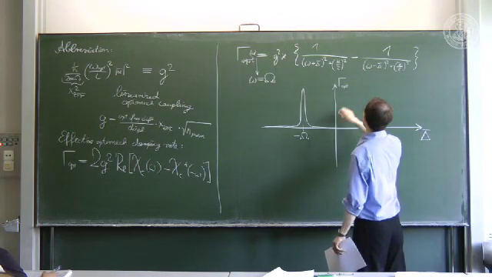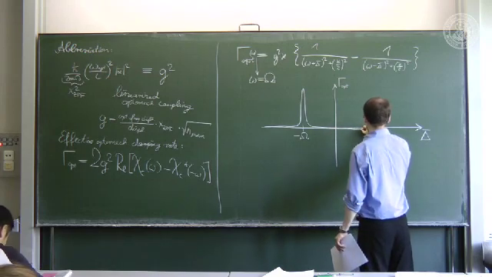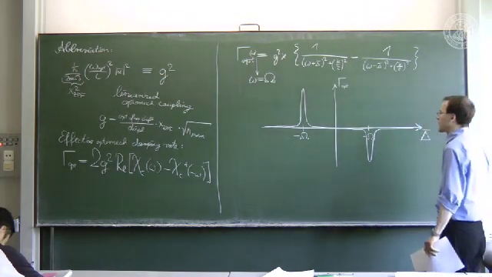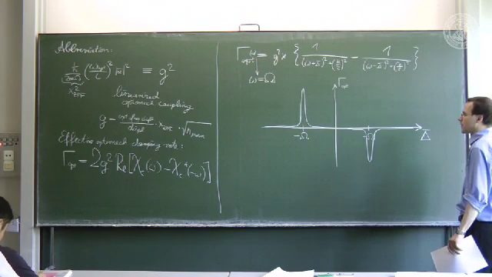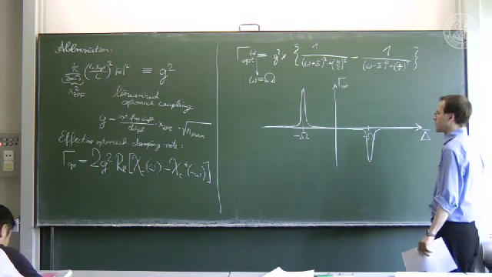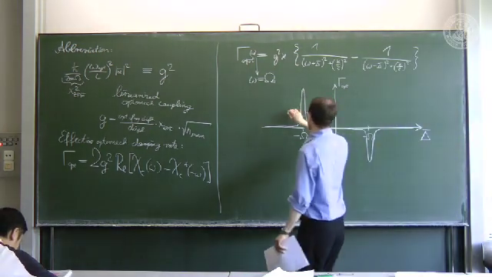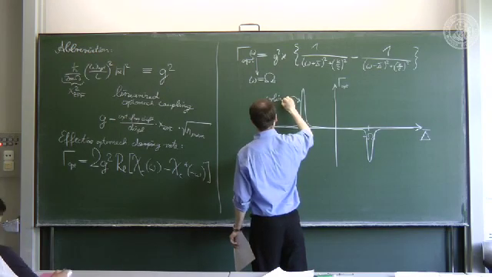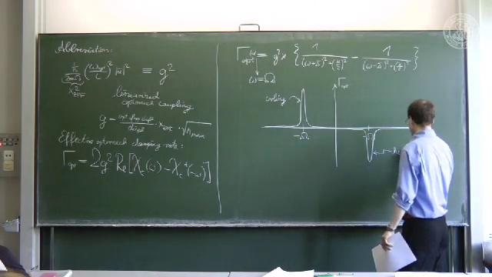Whereas the whole function, you can easily convince yourself, is antisymmetric in the detuning. So at plus omega, you get a negative peak. And so, since this means extra damping, we could also say that is the cooling side. Whereas that would correspond to heating.